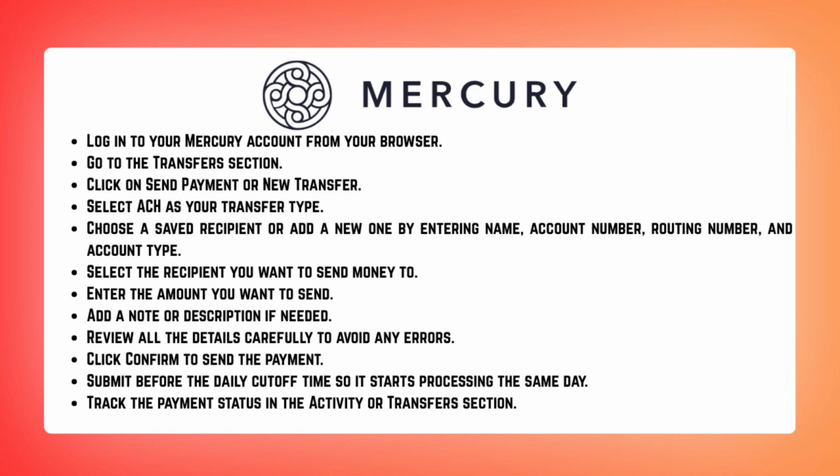Once the recipient is selected, enter the amount you want to send. You may also have the option to add a note or description for your records, which can be helpful for tracking payments later. Now, review all the details on the confirmation screen. Make sure the recipient, amount, and payment method are correct. When everything looks good, click Confirm to send the ACH payment.